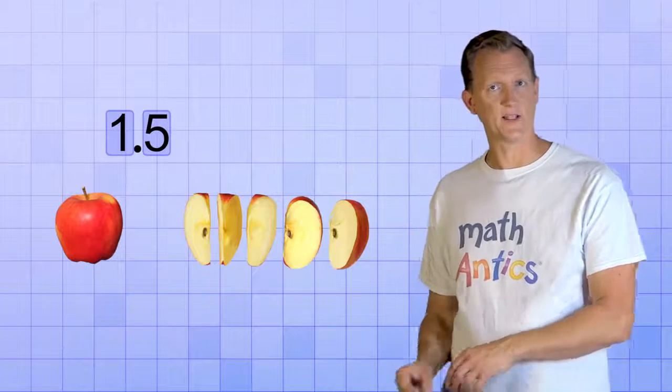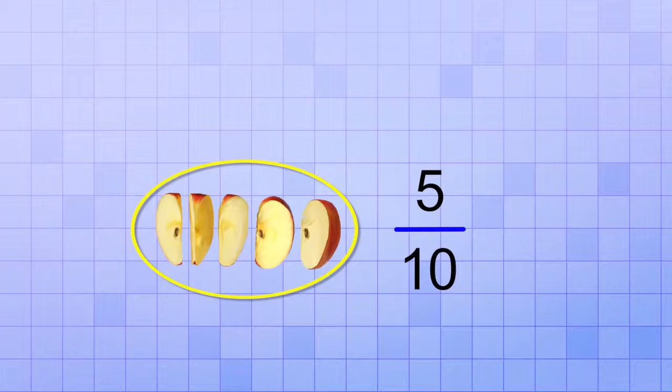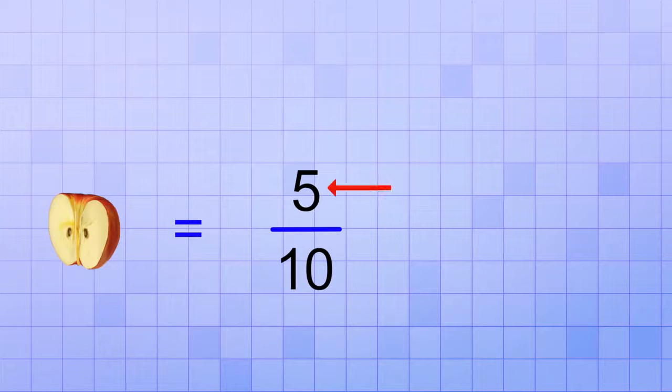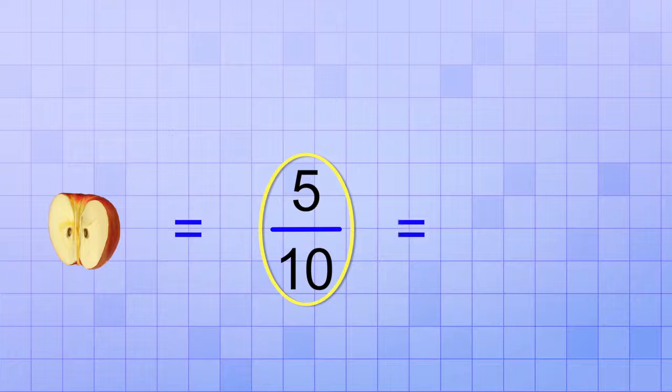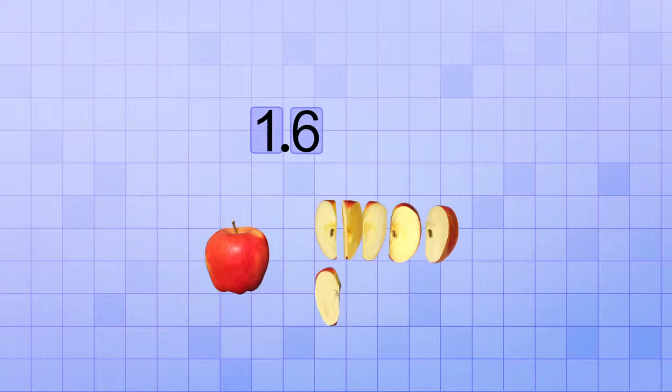Let's pause for a second to notice something important. Do you see that having 5/10 of an apple is the same as having 1/2 of an apple? That's because 5 is exactly half of 10, and the fraction 5/10 can be simplified to 1/2. That's why having 1.5 apples is the same as having 1 and 1/2 apples. Pretty cool, huh? Anyway, back to counting. 6/10, 7, 8, and 9/10.